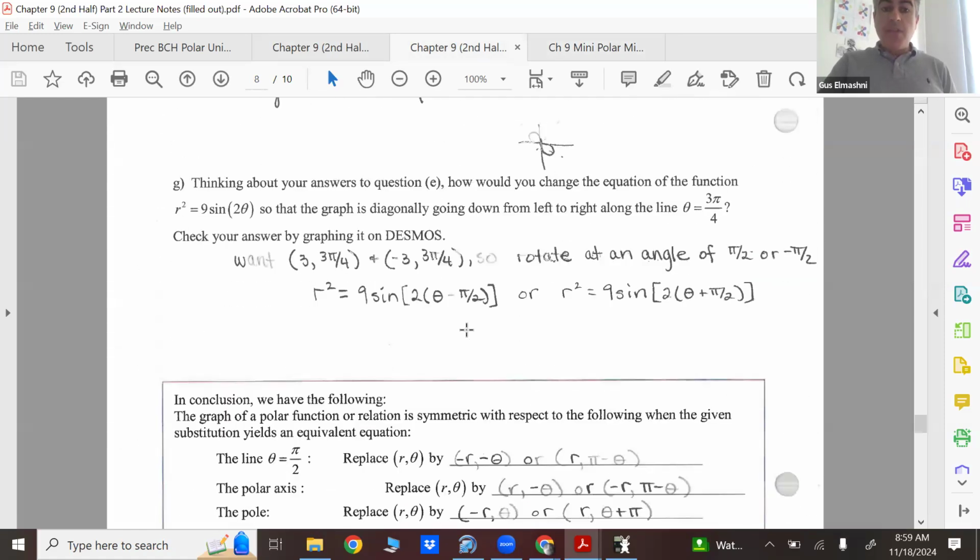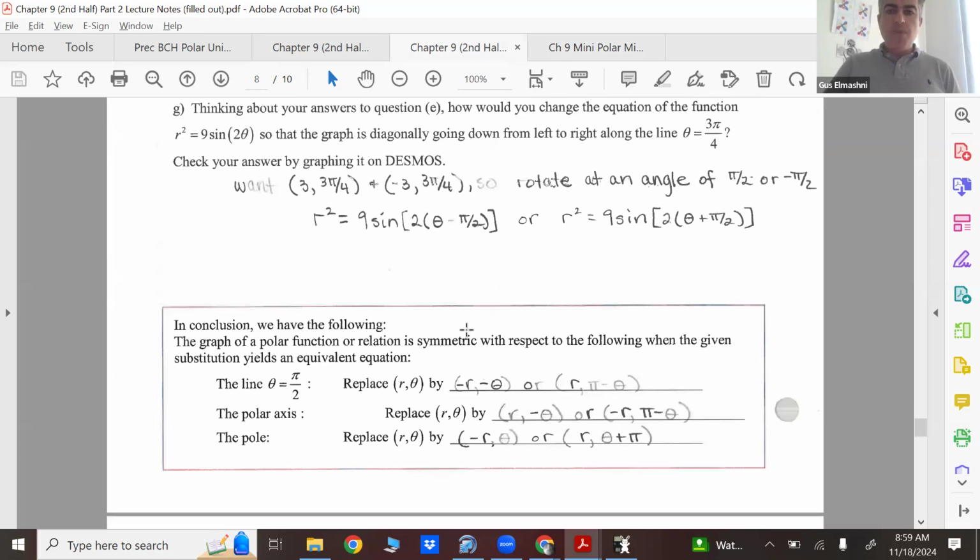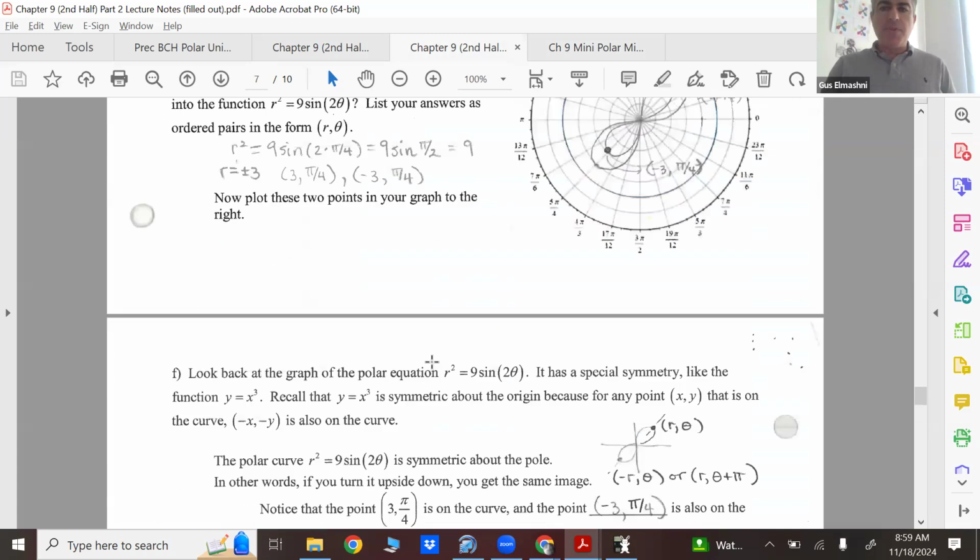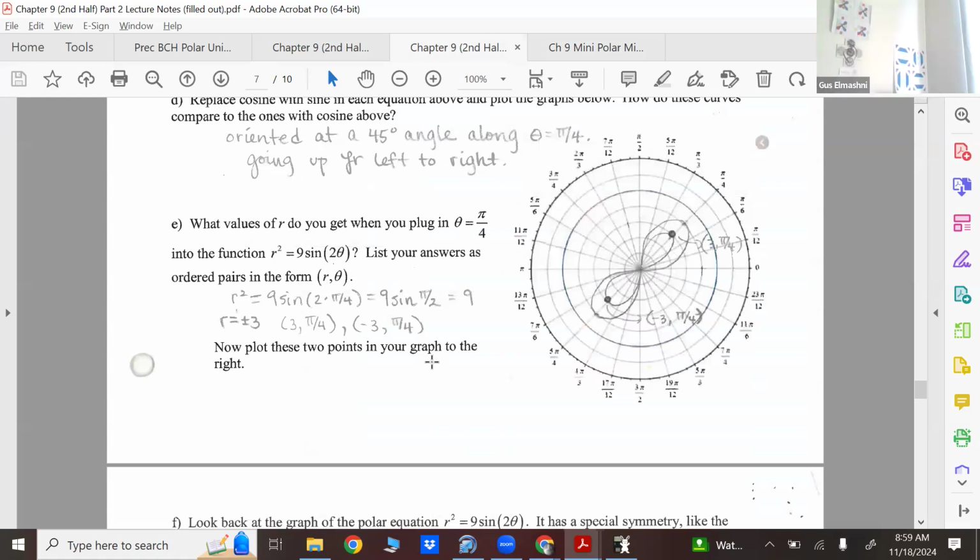Moving on to G. How would you change the equation of the function so the graph is going diagonally from left to right instead of the other way around? See, right now, what's our symmetry? Wasn't it pi over 4? The graph is going diagonally this way. But what if I want it to go this way? How would I change things up in the equation?